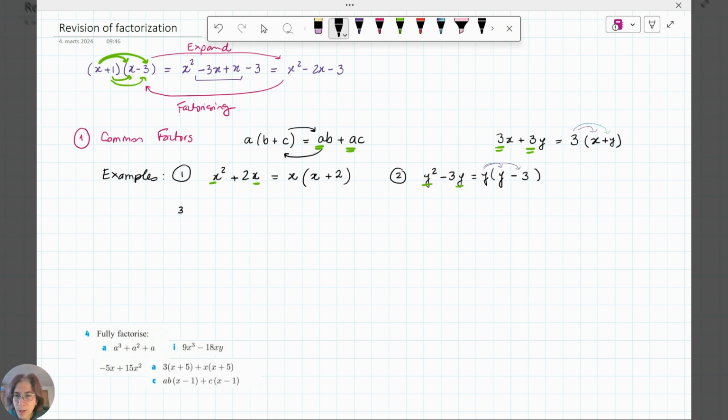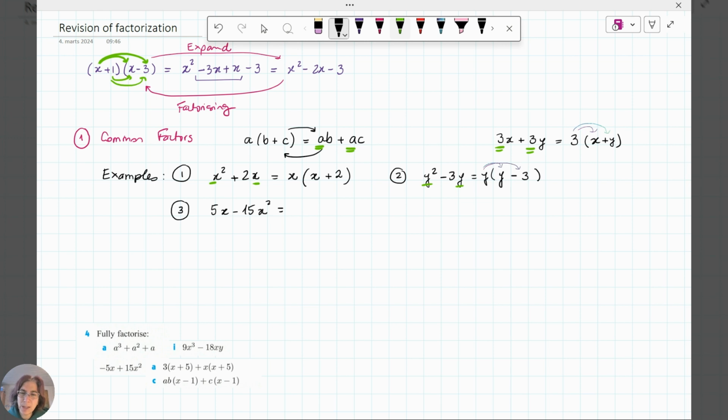Let me write one more example. Let's say over here we have 5x minus 15x squared. When we are factorizing, we want to fully factorize. So that means we want to find as many factors as possible.